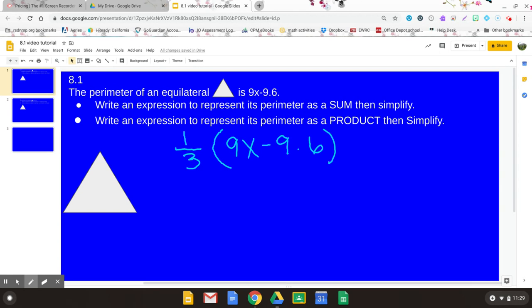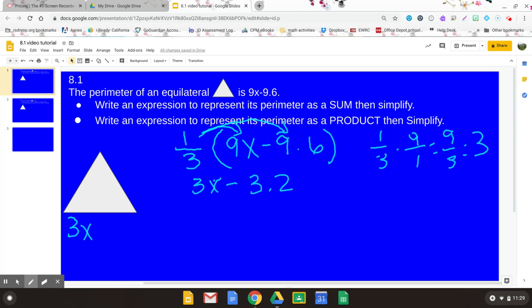So ask yourself, what's 1/3 of 9? If you're not sure, you can just go 1/3 times 9 over 1. That equals 9 over 3, and that equals 3. So 1/3 of 9x is 3x. 1/3 of 9.6 is 3.2. So each side of this triangle is 3x minus 3.2.